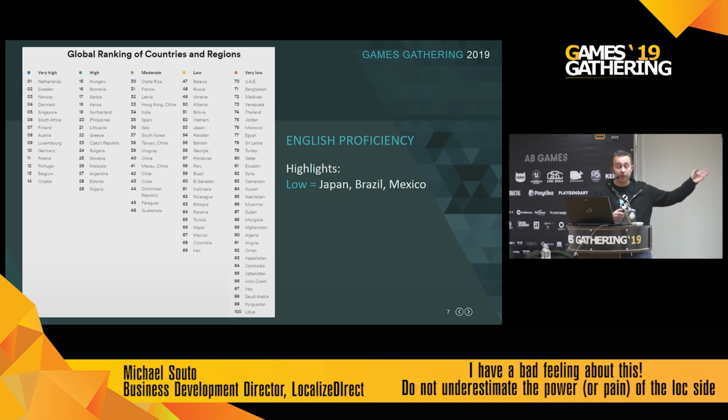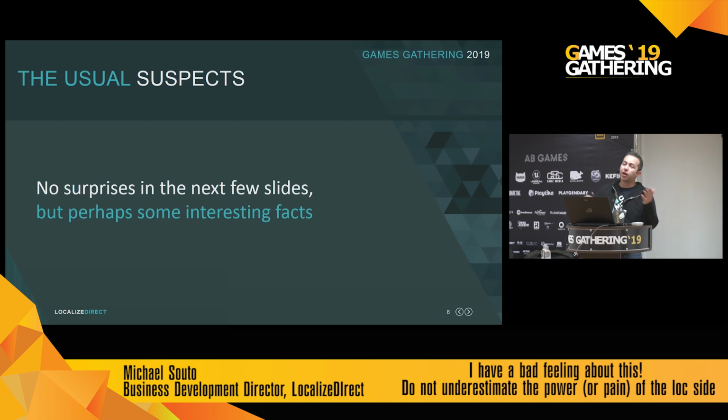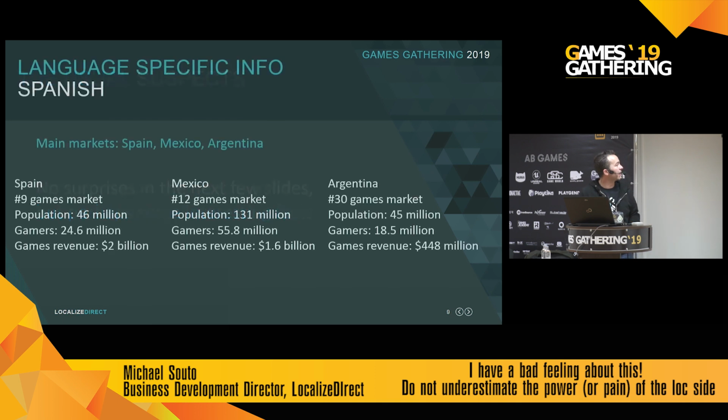Brazil and Mexico, Mexico, which we'll go into in a second, has a lot of potential revenue, so certainly should be touched. And then we've got very low, which is United Arab Emirates, Turkey, and Saudi. And the source is EF. Okay, so the usual suspects. Like I said before, I'm not going to go into the detail on the usual suspects, but maybe there are some interesting facts in here.